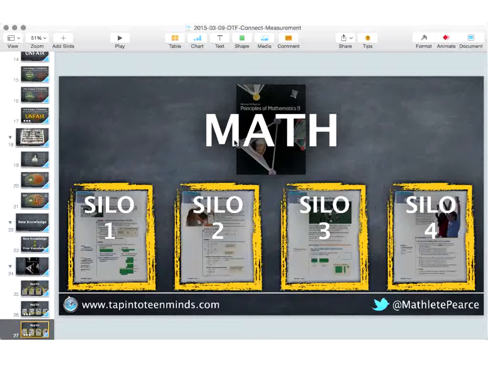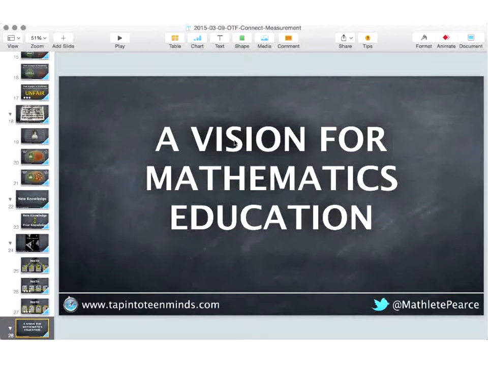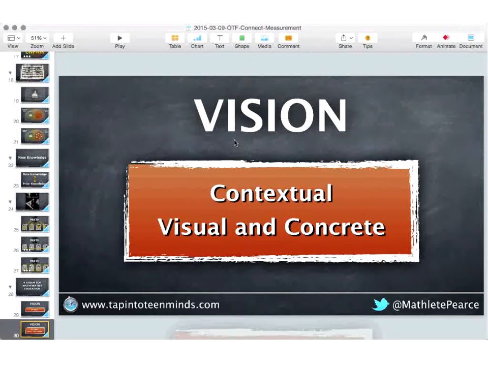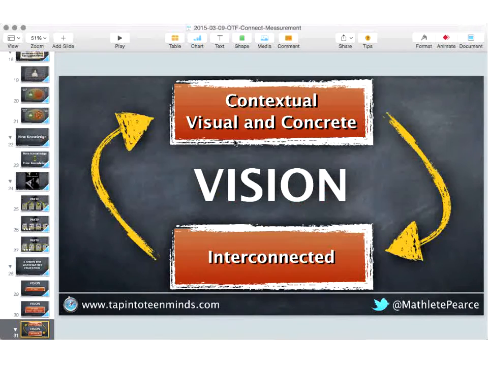So as we move forward, I did share a vision with you. For those who have seen this, I apologize for repeating, but ultimately I feel that if we take what we're doing in our classroom and we really try to make our math tasks contextual, visual and concrete, as well as showing and modeling the interconnectedness of mathematics. And that one's a really difficult one to do because we're so concerned about time, but we really need students to understand and see where everything connects.